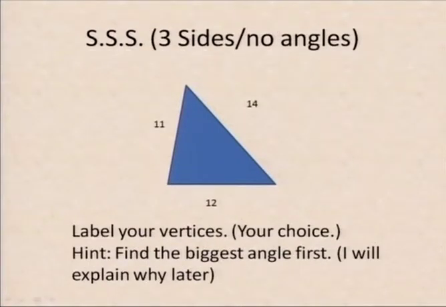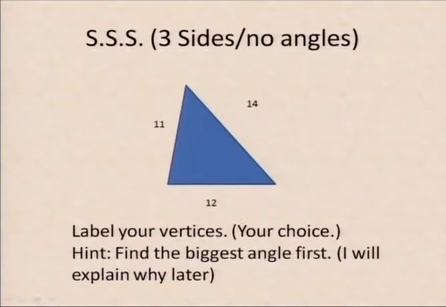Let's look at the other example. And we're going to do a whole set of some application things in another section when we get done with this. The other section, or the other example here, would be the one where you have three sides. Now, of course, you need to label your vertices here. I think that's going to be important. And then it is your choice, but I'm going to give you a hint that's going to say find the biggest angle first.